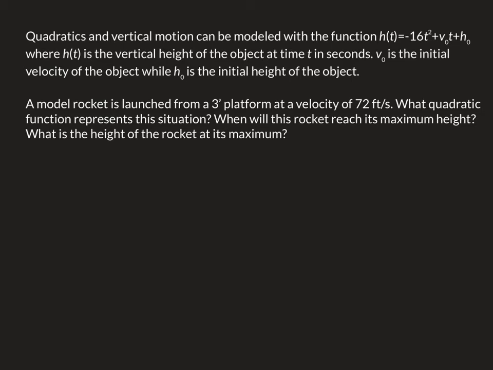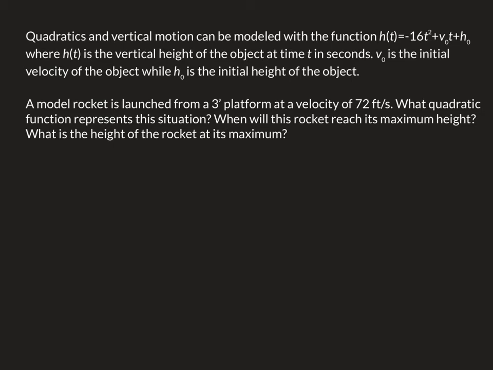So in our example, a model rocket is launched from a 3-foot platform at a velocity of 72 feet per second. What quadratic function can represent this situation? When will the rocket reach its max height? And what is the height of the rocket at its maximum?